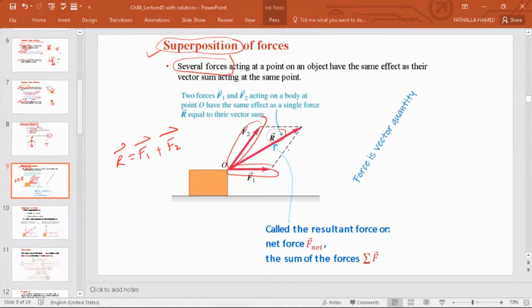So you're dealing with them like you're dealing with vectors. So you're going to sum the forces. This symbol here means sum. That means you're taking the total. And at the end, you will have a net force. So the F net here should equal the summation of forces. And that's what we call the superposition of forces.